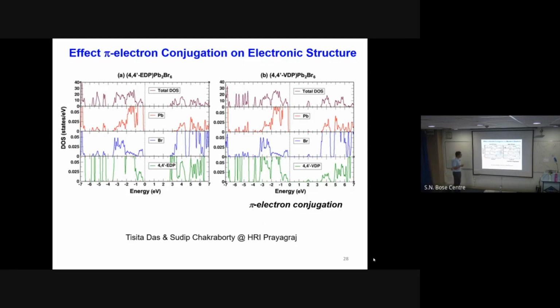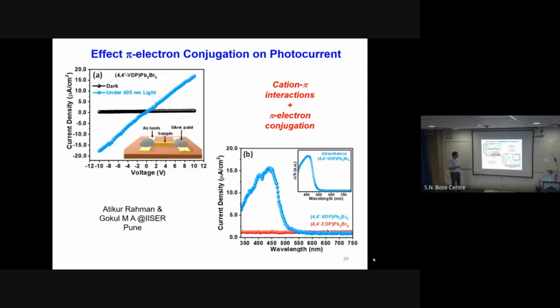So our collaborator Shudip calculated the DOS for this system, and he could see that after pi conjugation, this is without pi conjugation and this after pi conjugation, you could see a new peak in the conduction band, which explained the reduction of band gap, etc. that we discussed. And then another collaborator, Atikur from IISER Pune, did this transport measurement, and he just put the single crystal and made the contact.